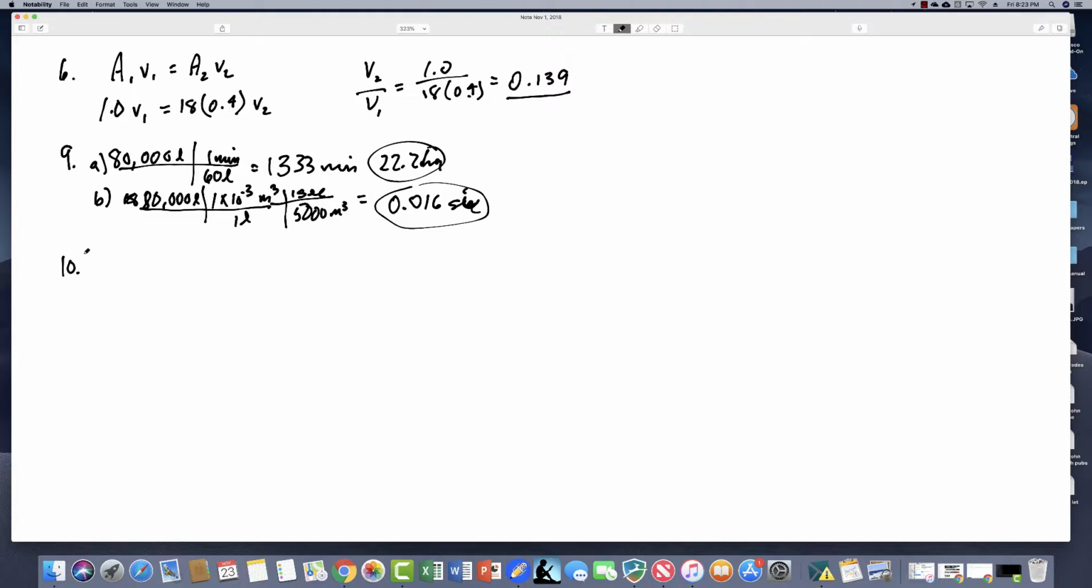Number 10. Number 10 states that the flow rate of blood through a 2 times 10 to the minus 6 millimeter radius capillary is 3.8 times 10 to the minus, it's supposed to be a minus 9. The answer book shows that it's a minus 9. 10 to the minus 9 cubic centimeters per second. What is the speed of the blood flow?